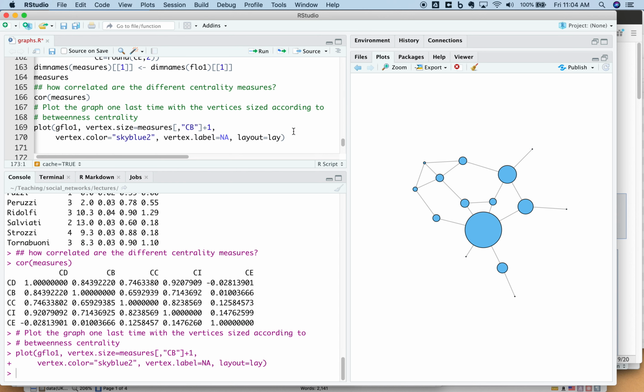I'm going to call it quits there. We'll probably talk about centrality quite a bit more later on.